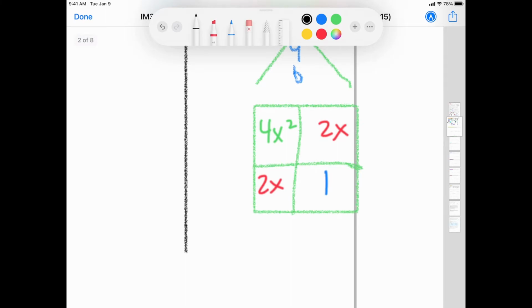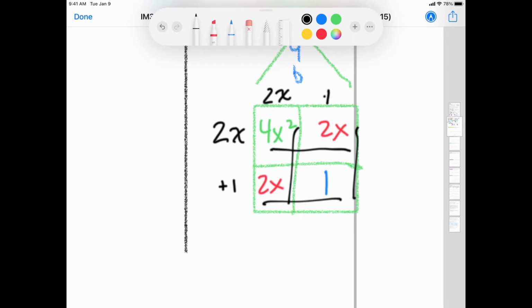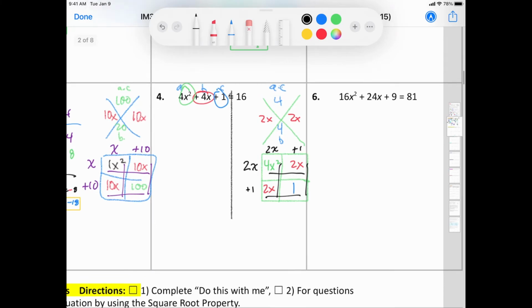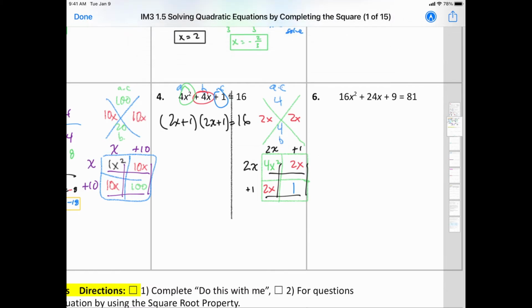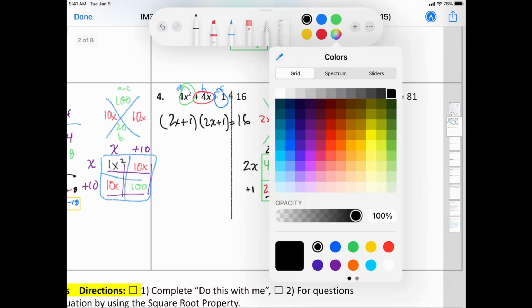Now we need to take the greatest common factor. So going in this direction, this top row here has a 2x in common. Now if you think they have nothing in common, the answer is 1. Going in this direction, 2x. In this direction, positive 1. So we'll have 2x plus 1, 2x plus 1, and we can write that as a quantity of 2 or multiplicity of 2.